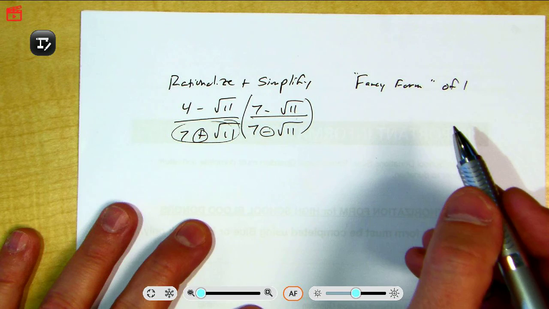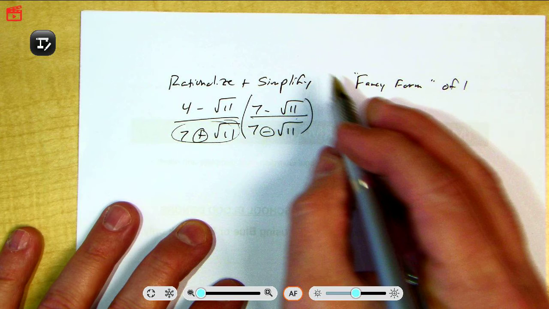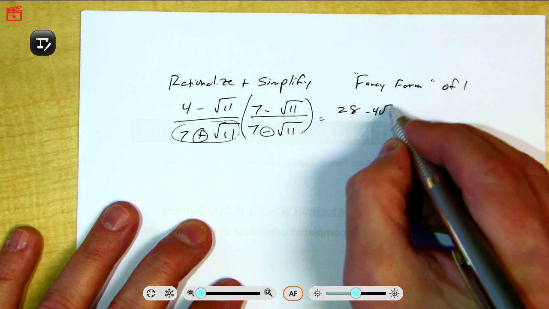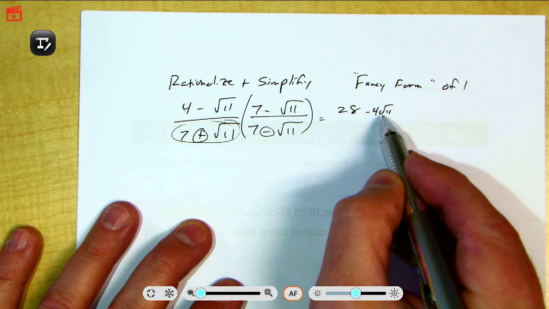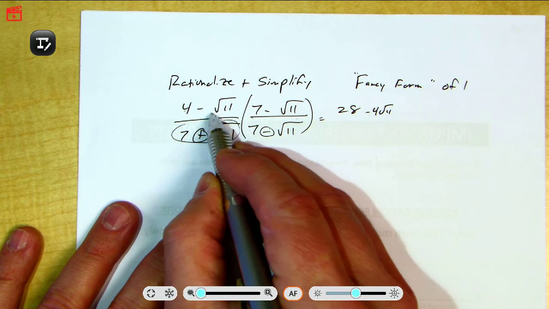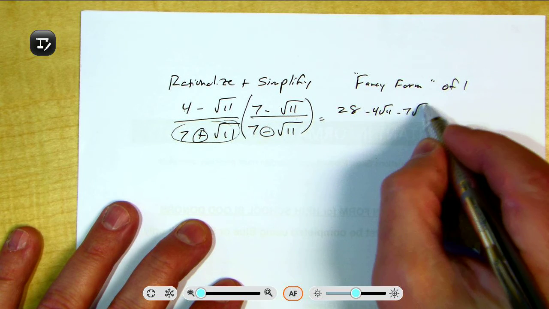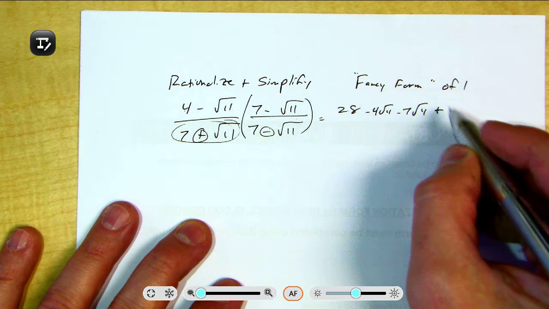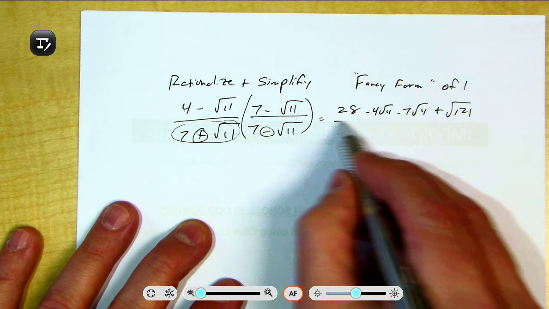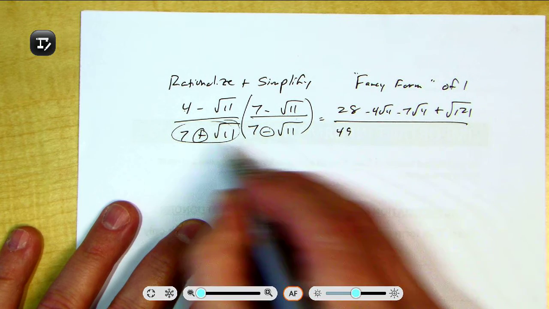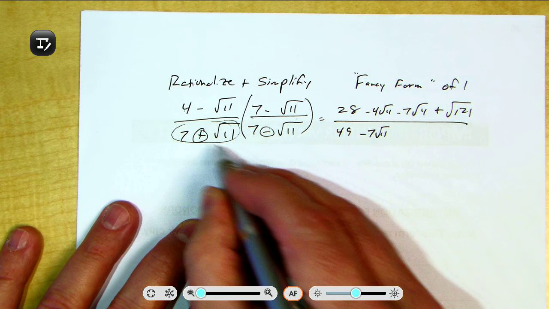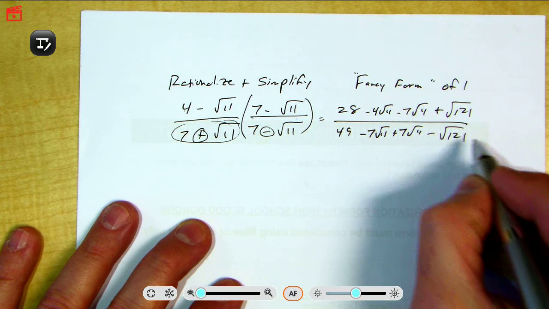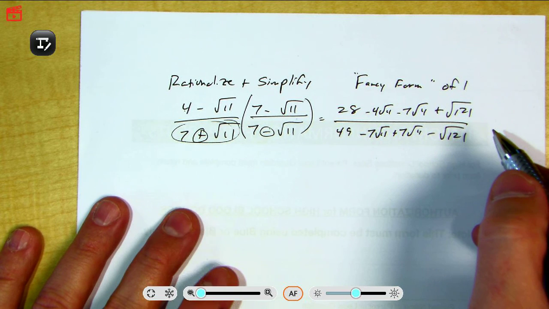Now we're going to do FOIL or double distribution, whichever one you like calling it. 4 times 7 is 28. 4 times negative rad 11 is negative 4 rad 11. Constant times a radical is just a constant times a radical. And then minus 7 rad 11. And then rad 11 times rad 11 is plus, because they're both negative, rad 121. And then down on the bottom here, it's going to be 49 minus 7 rad 11 plus 7 rad 11 minus rad 121. So you need to write all that stuff out to get full mastery.